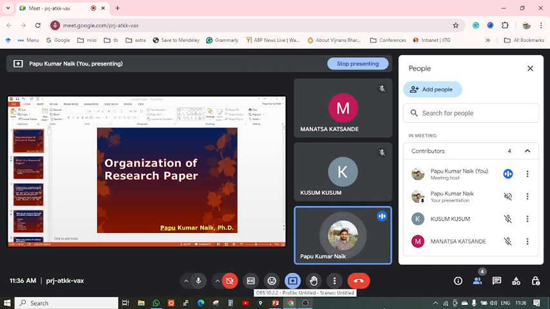Okay, so let's start the rest of our Unit 3, the organization of a research paper: how a research paper can be organized, and what the different parts of a research paper are.